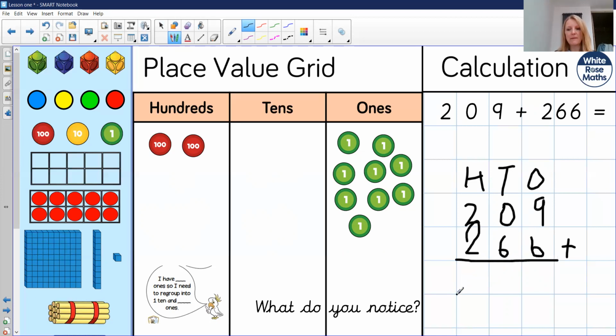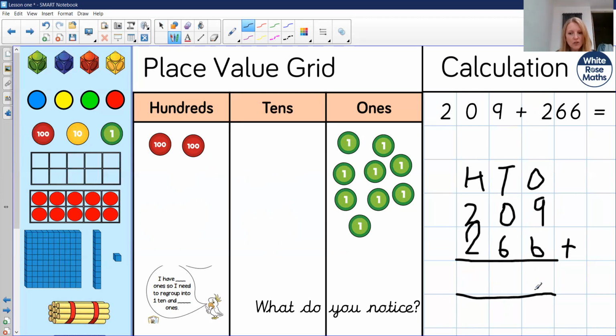And my lines, they're like big equal signs. So there's 209, 1, 2, 3, 4, 5, 6, 7, 8, 9. I need to add 266. So in your column addition, 9 add 6 is 15.